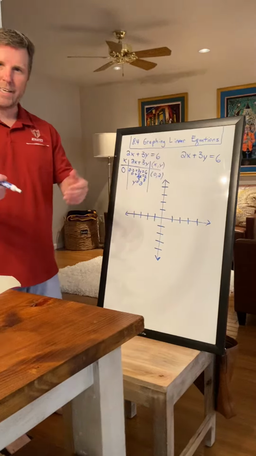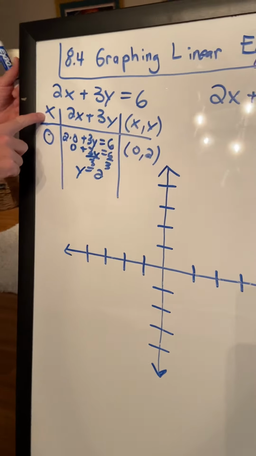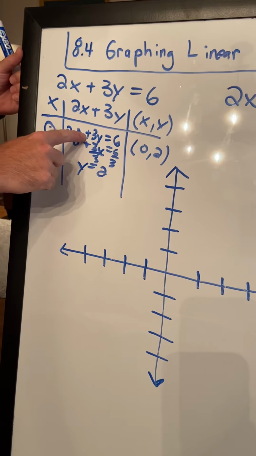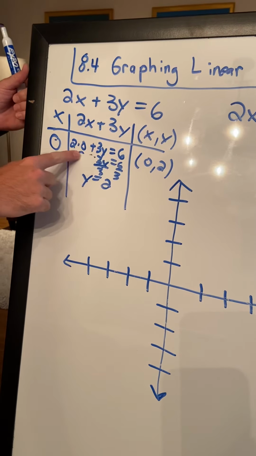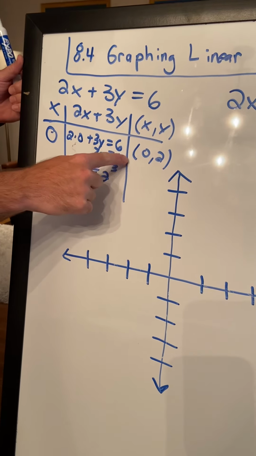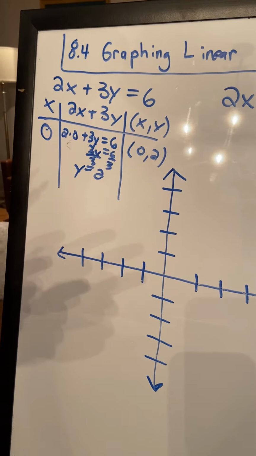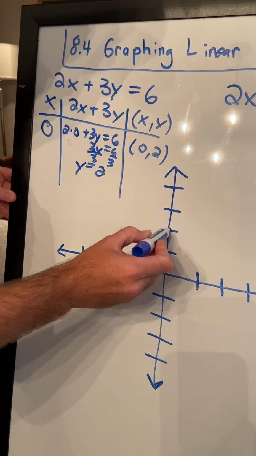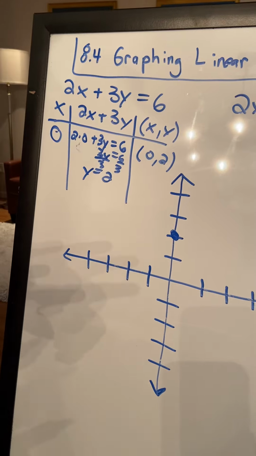So let's review that again. I plugged in 0 for x. I picked that value. I did 2 times 0, which was 0. 0 plus 3y is just 3y. So 3y equals 6. I divided each side by 3. I got y is 2. That means the point 0, 2. 0, 1, 2. It means that point's on my line. So now I have 1 point.